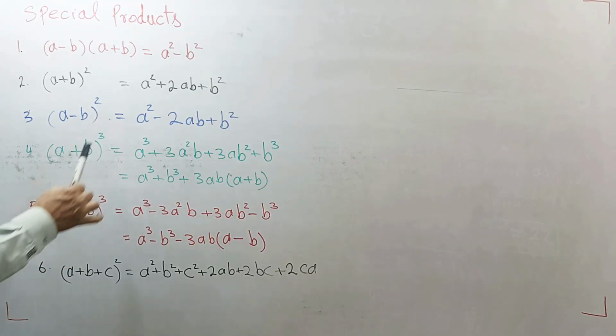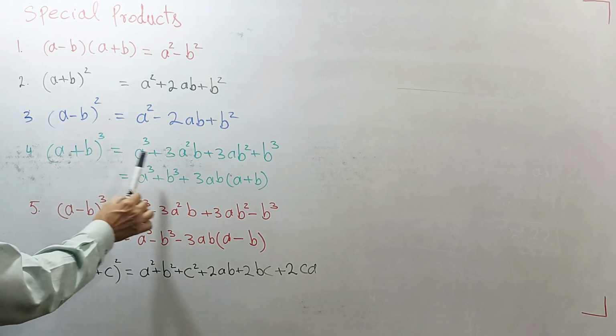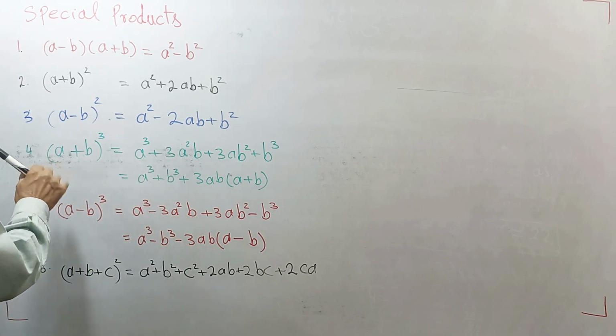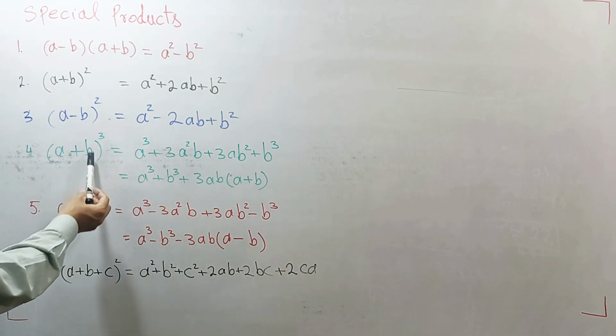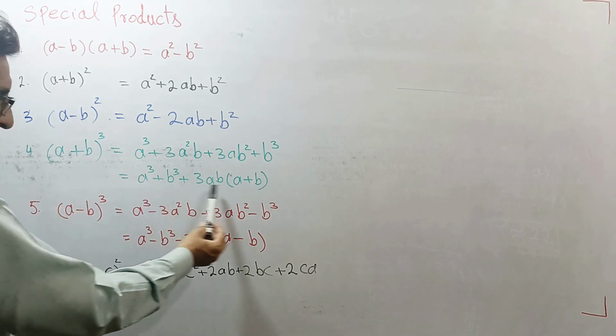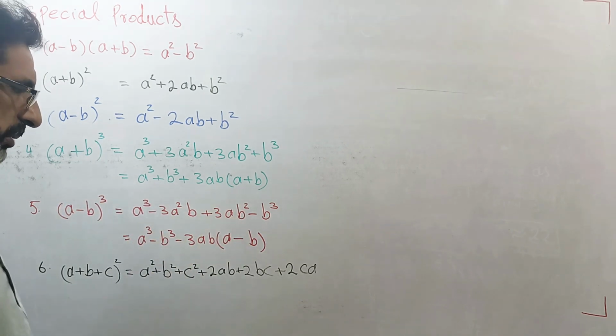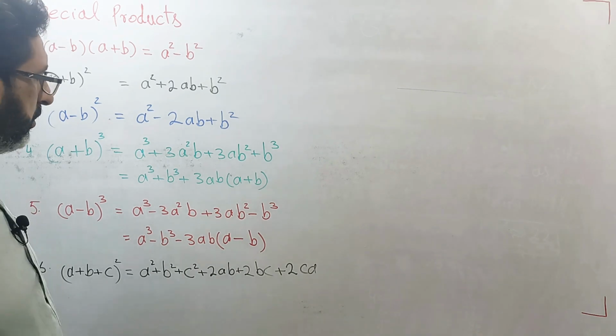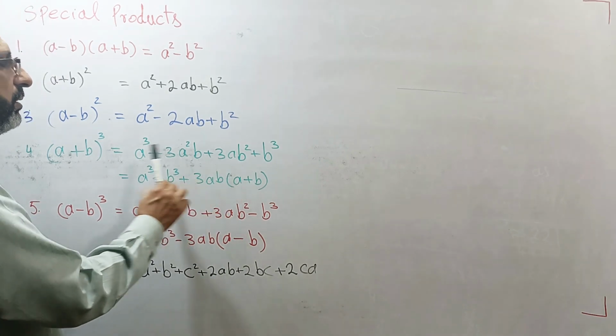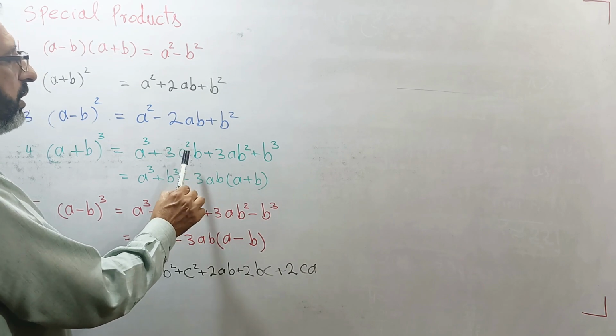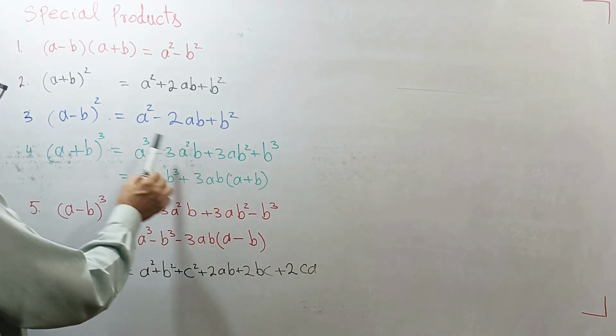As I told you, these formulae are two-sided. Sometimes we are given (a + b)³ and we expand it and write this expression. And sometimes, solving algebraic questions, we have expressions of this form and we write them in this format.